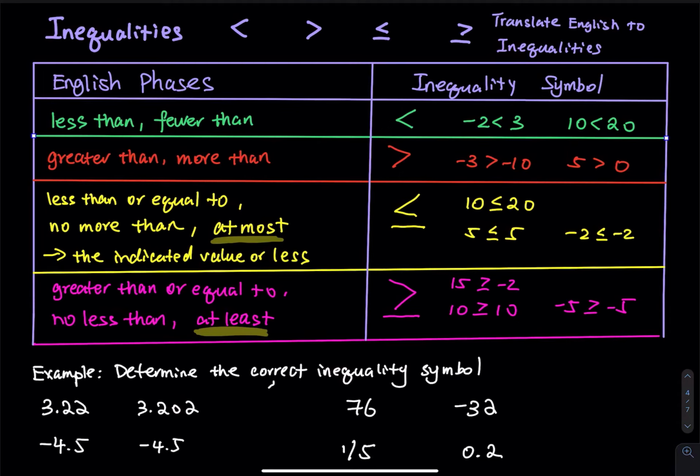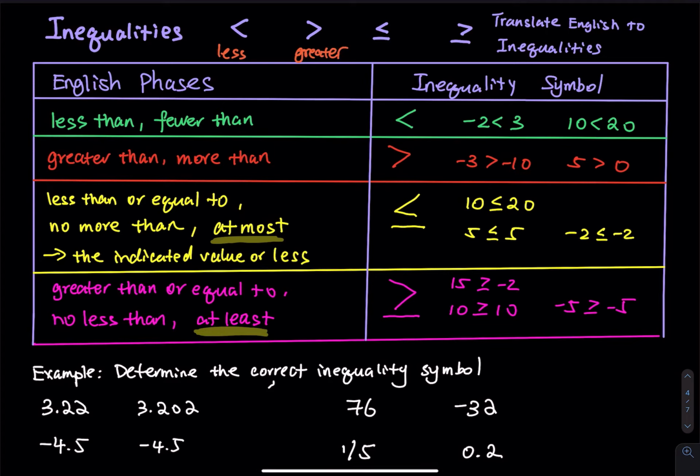The English phrases for inequalities are frequently used in statistics, especially when it comes to writing a problem statement or expressing a probability statement. So for inequalities, there are 4 inequality symbols from left to right. The first one, we have a less than. This one is a greater than.